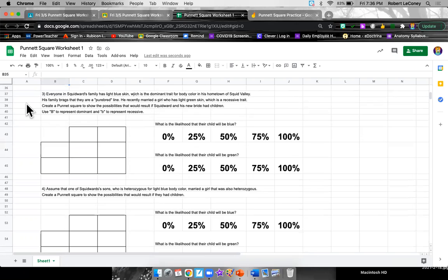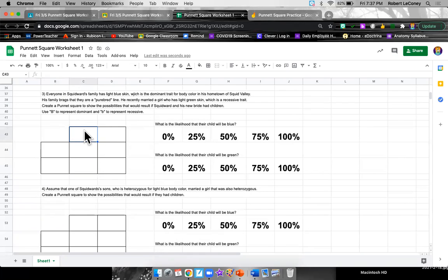Number 3, everyone in Squidward's family has light blue skin. Oh, that's a typo there. Which is the dominant trait for body color in the hometown of Squid Valley. So they're light blue, and that is dominant. His family brags that they're purebred. So that means homozygous dominant, 2 dominant alleles.